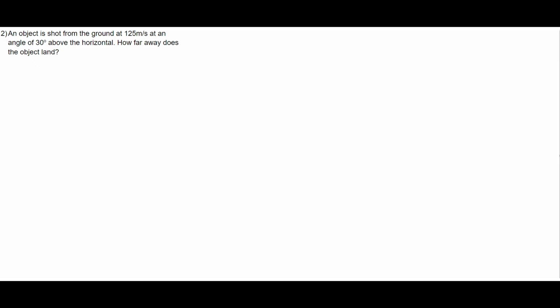Number 2. An object is shot from the ground at 125 meters per second and at an angle of 30 degrees above the horizontal. How far away does the object land? Let's start this the same way we started the last problem and draw a diagram and a table with their given values.